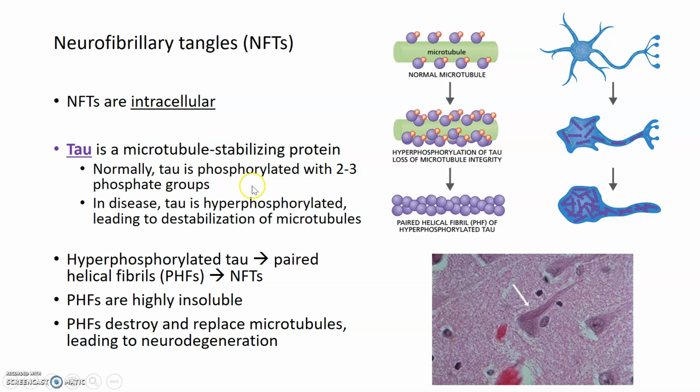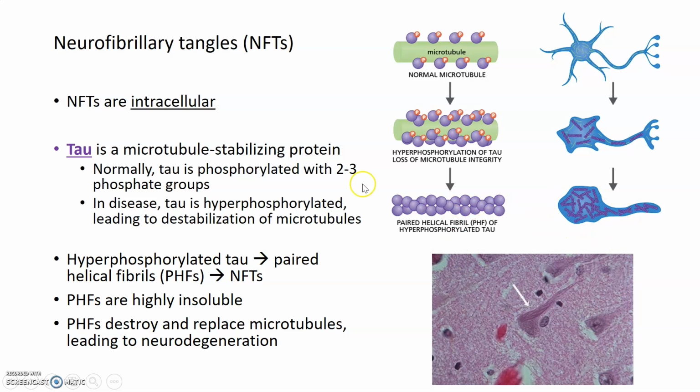And not only that, but the hyperphosphorylated tau starts to form its own fibers, which are called paired helical fibers, or PHFs. And then those paired helical fibers come together to form a neurofibrillary tangle. These paired helical fibers are also highly insoluble, just like amyloid plaques. And what ultimately happens is that they tend to destroy the microtubule network inside the neuron and replace all of the microtubules. And that leads to neurodegeneration, because a neuron without microtubules is not a neuron, and it does not have any functional abilities, and therefore it degenerates.